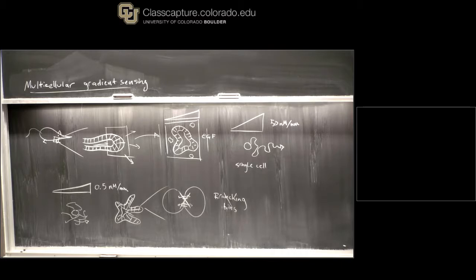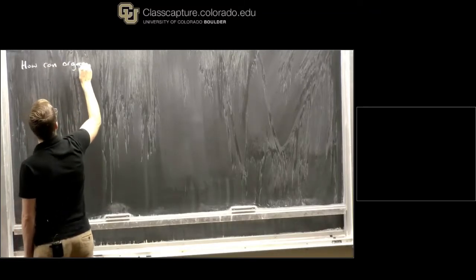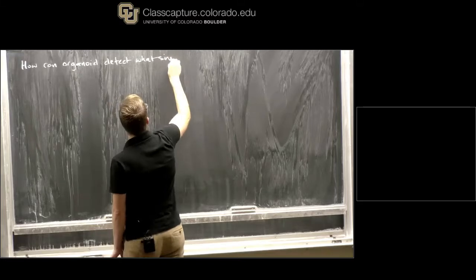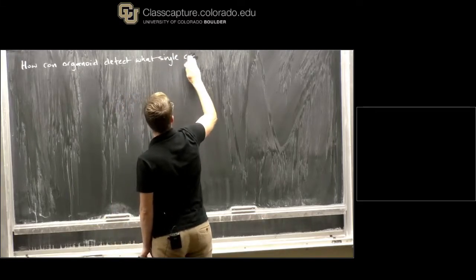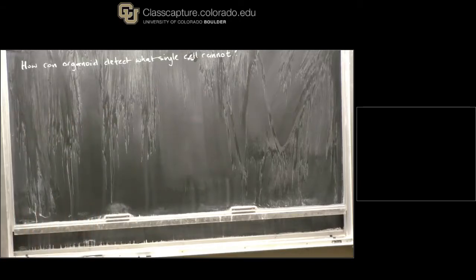So the first question, how can the organoid detect what a single cell cannot, I think we can understand using the same rough arguments that we've been developing along the lines of Berg and Purcell. Right? So the basic intuition is that the organoid is bigger. Okay? So it covers more of the gradient. It should be able to detect shallower gradients than something that covers a smaller size. And we can make that precise, right?